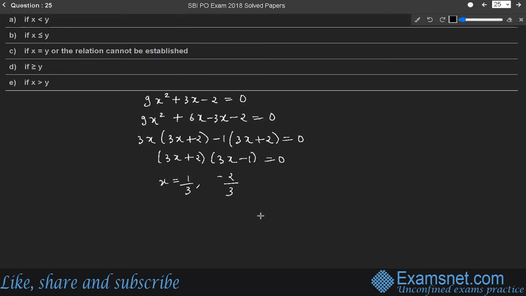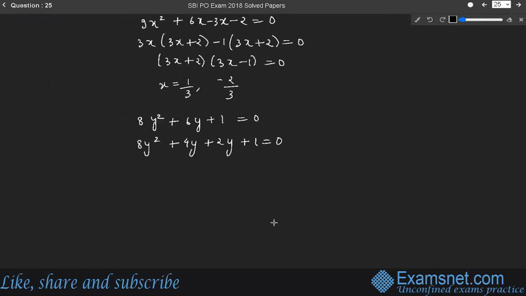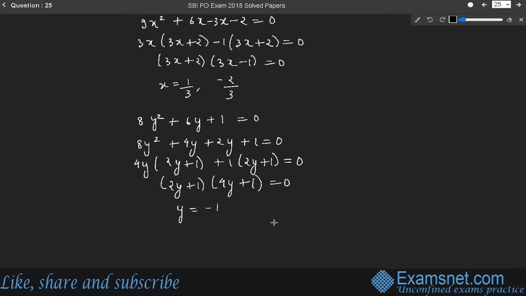Similarly, the second statement is 8y square plus 6y plus 1 is equal to 0. This can be written as 8y square plus 4y plus 2y plus 1 is equal to 0. Now, taking 4y common from the first two terms, remaining terms will be 2y plus 1. Similarly, taking plus 1 common, remaining terms will be 2y plus 1. So, the factors will be 2y plus 1 and 4y plus 1 is equal to 0. So, y will be equal to minus 1 by 4 and y will be equal to minus 1 by 2.